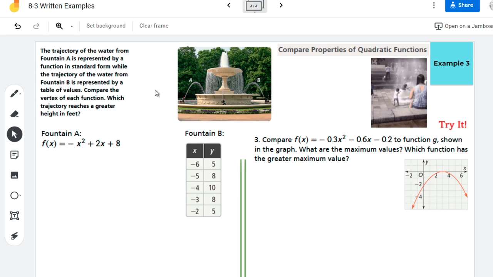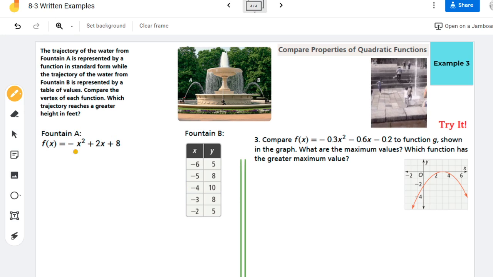Alrighty, so it says the trajectory of the water from fountain A is represented by a function in standard form, while the trajectory of the water from fountain B is represented by a table of values. So here's A and here's B. Compare the vertex of each function. Which trajectory reaches a greater height in feet? Okay, so we are going to find the vertex on each of these and compare those y values to find which one has the greater maximum.